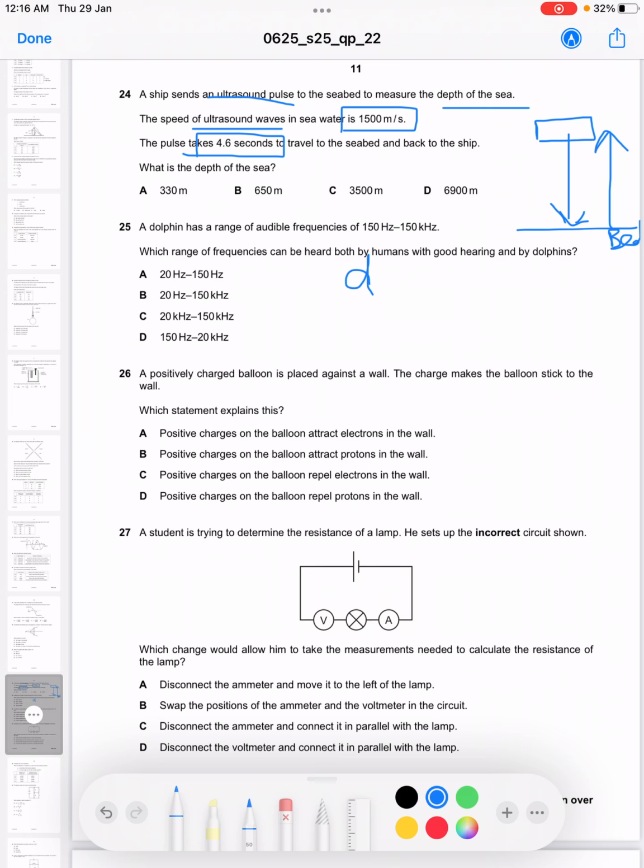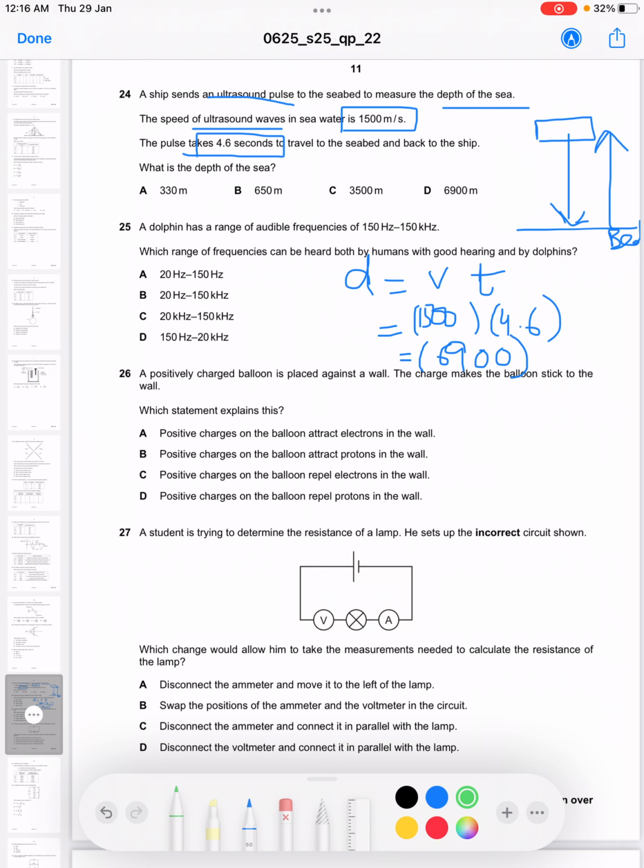So let's calculate the distance. Distance is equal to v, speed, multiplied by the time, right? So v is 1500 multiplied by the time, 4.6 seconds. It will give you the answer 6900. But this is not the answer. We can't select option D.